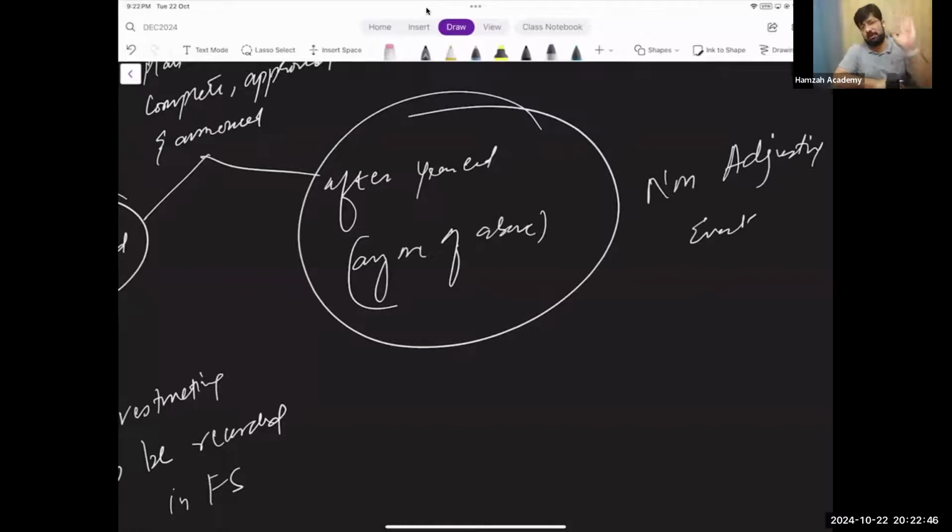Just disclosure has to be provided. Even if one of these three occurred after year end, even if the plan was complete and approved before year end and only announced after year end, it is non-adjusting.